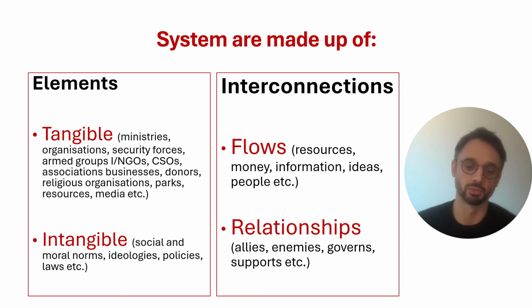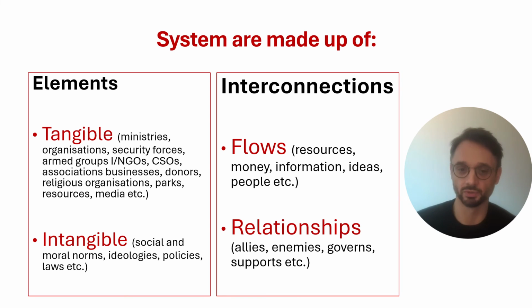The intangible elements of a system can include those social and moral norms that we argued are often intimately connected to the wicked problems activists want to address, but we can also include things like policies and ideas and laws amongst these intangible elements. The second important building block of systems are the interconnections between those elements.